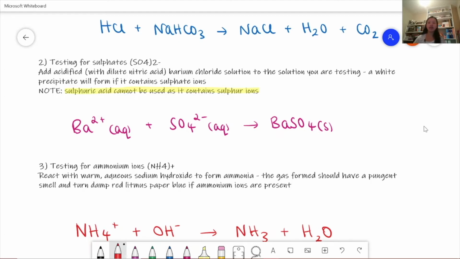And a really important note is that we don't use sulfuric acid to acidify the barium chloride solution because it contains sulfate ions, so it would interfere with the results. What is happening is that barium 2+ ions are reacting with sulfate ions to form the solid barium sulfate. And barium sulfate is also the barium meal that you have to outline your gut. So it's very, very insoluble, and that's why we can tell when it's being produced.